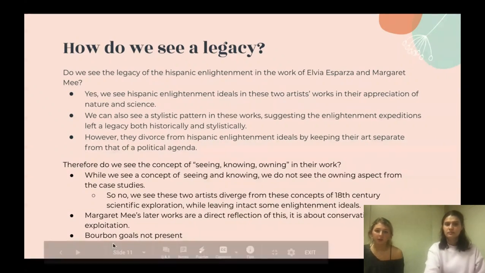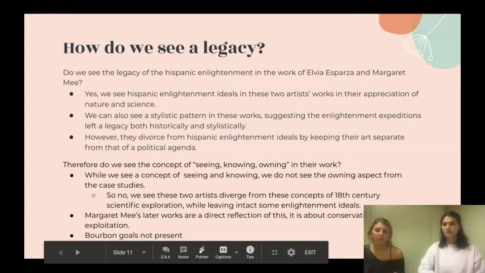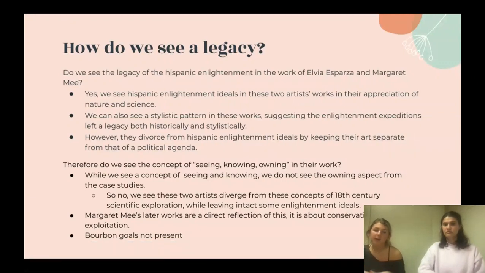Okay, so then to answer our final question, just to wrap it up, we see seeing and knowing in these final prints. However, we do not see owning, and we see Enlightenment goals reflected, but not the Bourbon goals of politicization in these modern prints. So that leaves me with you all a broader question of thematics: in terms of seeing, owning, and knowing, do you all see a broader theme of exoticism, science, and knowledge? And how would you compare them from 18th century expedition art and the case studies that we showed you all today? So just think about that for a little bit, and thank you very much.